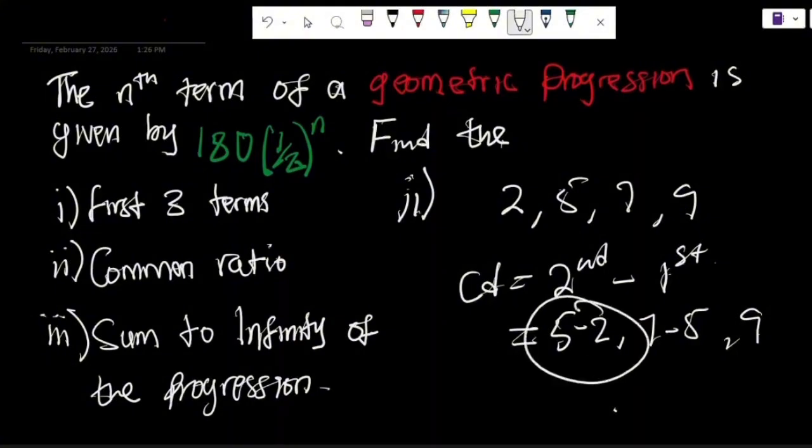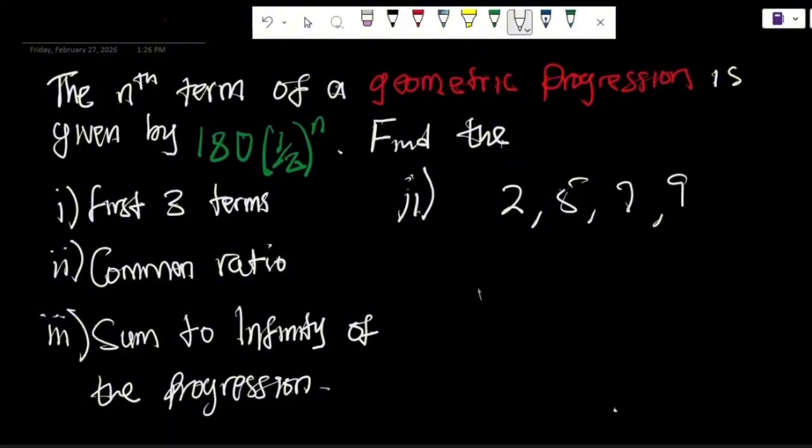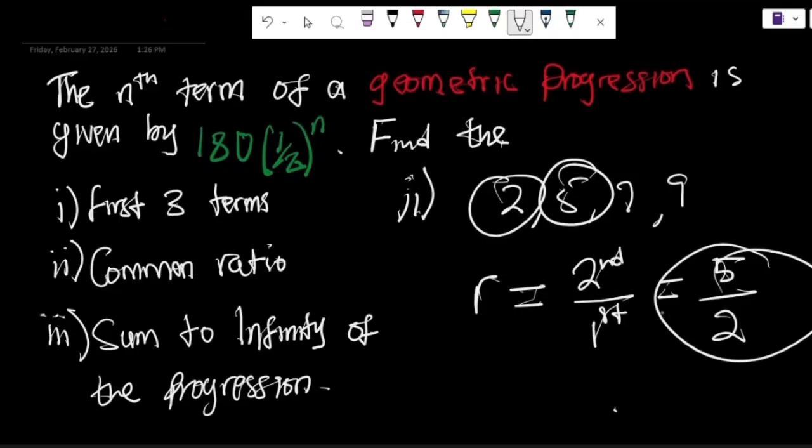Notice that in the arithmetic case we are subtracting. But for the geometric progression, we are dealing with the common ratio. Instead of finding the difference, we are finding the ratio. So the common ratio is going to be the second term over the first term. In that example, the second term is 5 over the first term, which is 2. So this is the common ratio for that particular one.